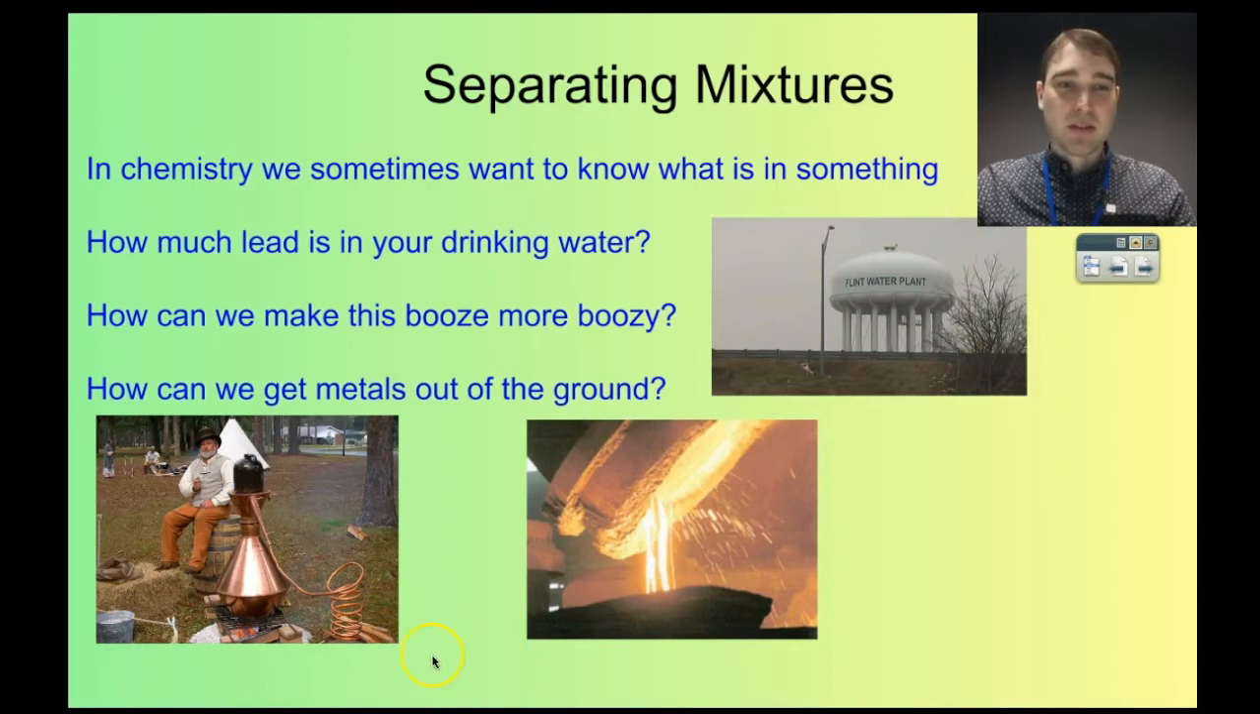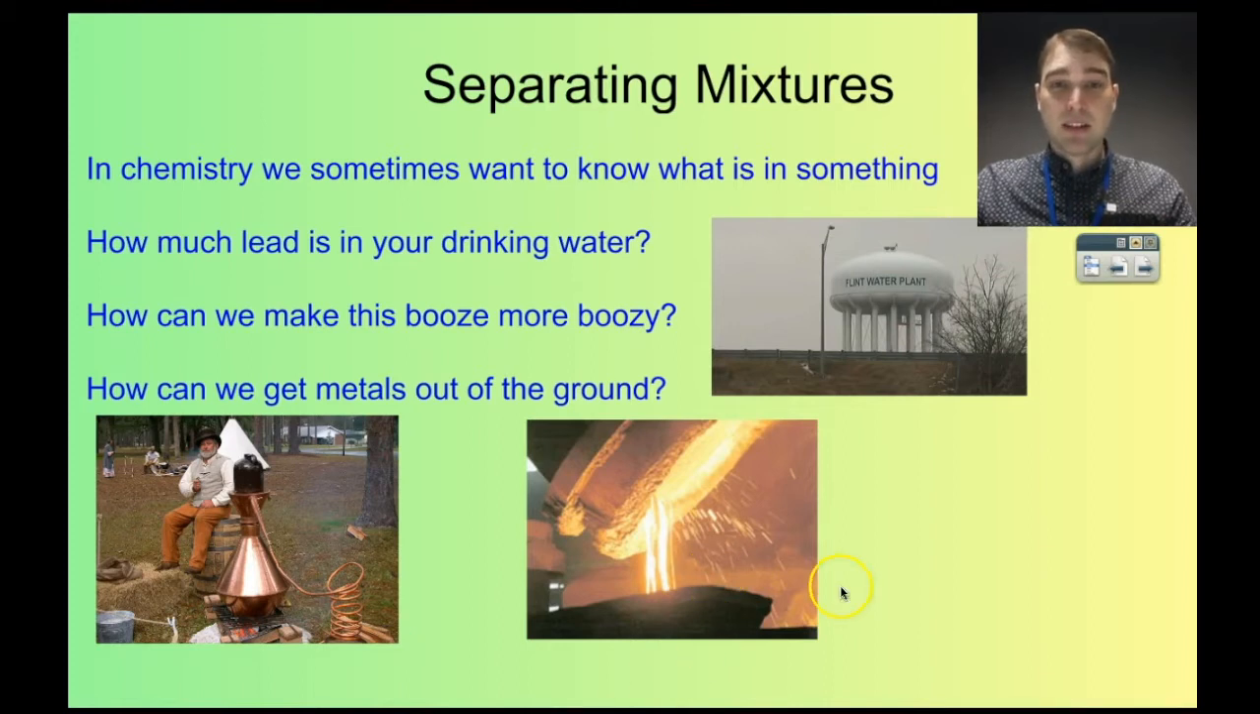How do we make booze more boozy? So down here I've got a still. This isn't important necessarily for you guys because you should be under 18 and not drinking, but extracting alcohol from the mixture that produces alcohol is handy industrially. So ethanol is used in petrol, for example. So it can be added to petrol to reduce the cost of the petrol and also make the petrol a little bit more environmentally friendly.